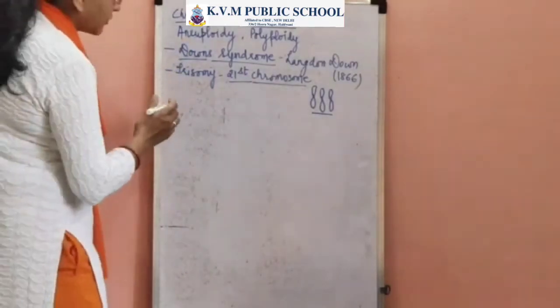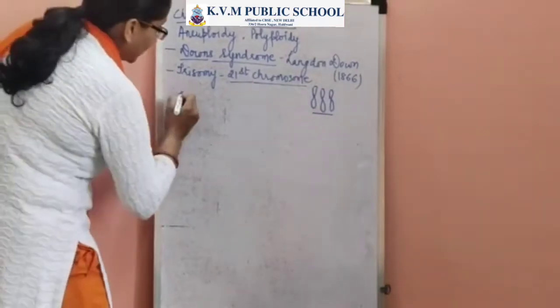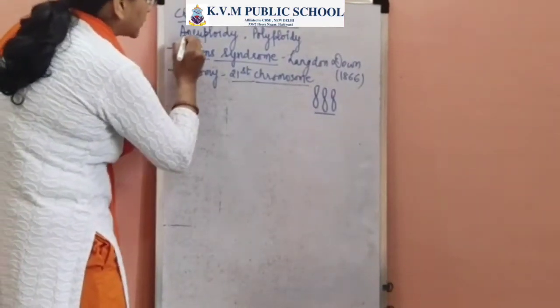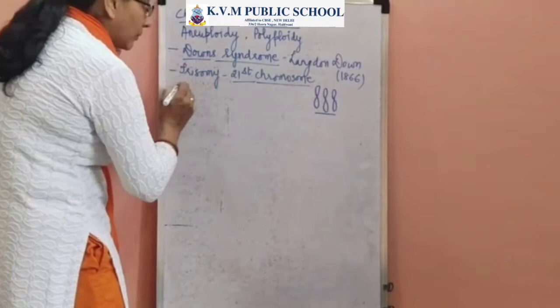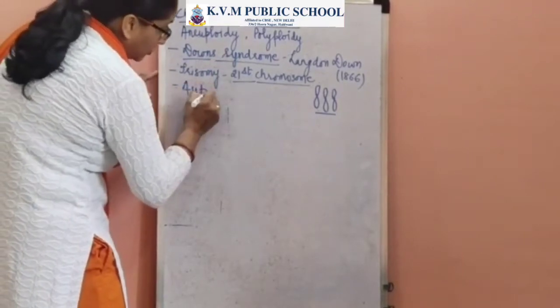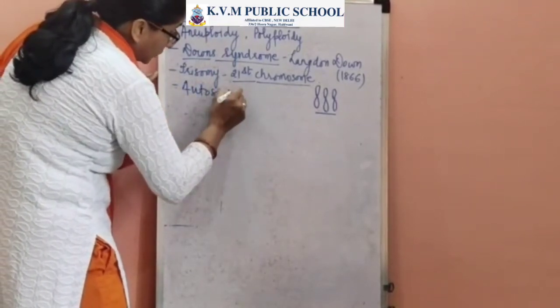Now, moving on to the next disorder, which is sex-linked. We'll be talking about the sex-linked disorder. We talked about the autosomal disorder, which is on the autosome.